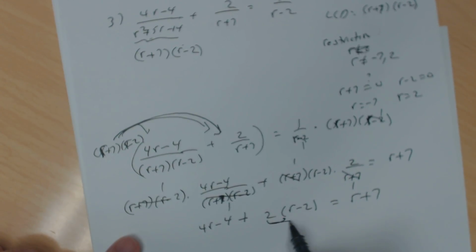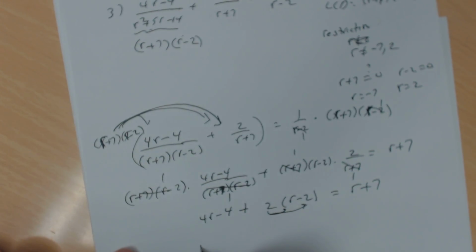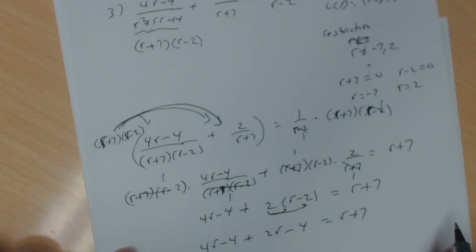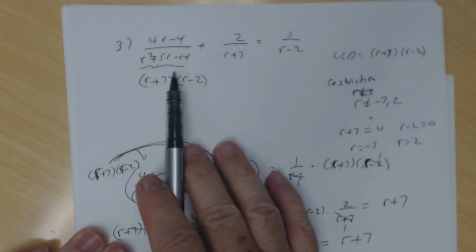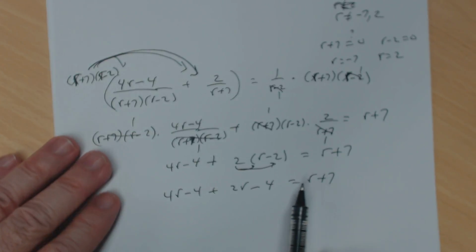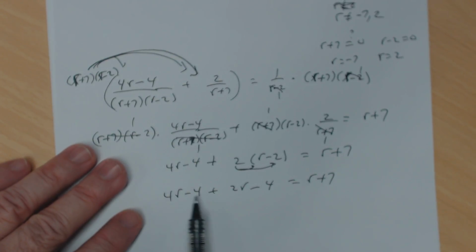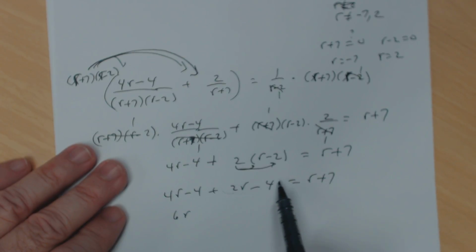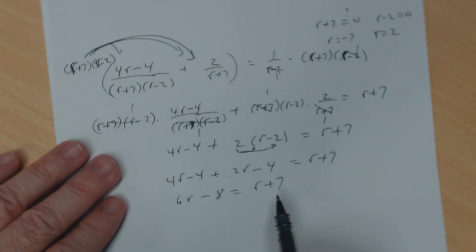And then distributing here, get rid of the parentheses, I get 4r minus 4 plus 2 times r is 2r, and then 2 times negative 2 is a negative 4, equals r plus 7. So notice I went from a rational equation to a linear equation. So combining like terms, 4r and a 2r is a 6r, a negative 4 and a negative 4 is a negative 8, and I get r plus 7.